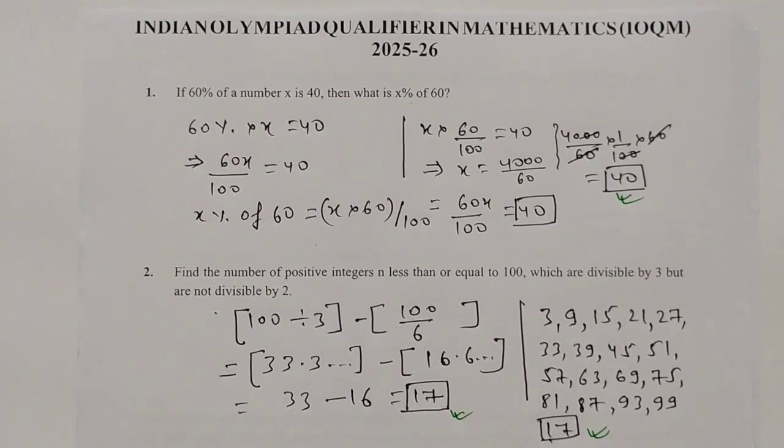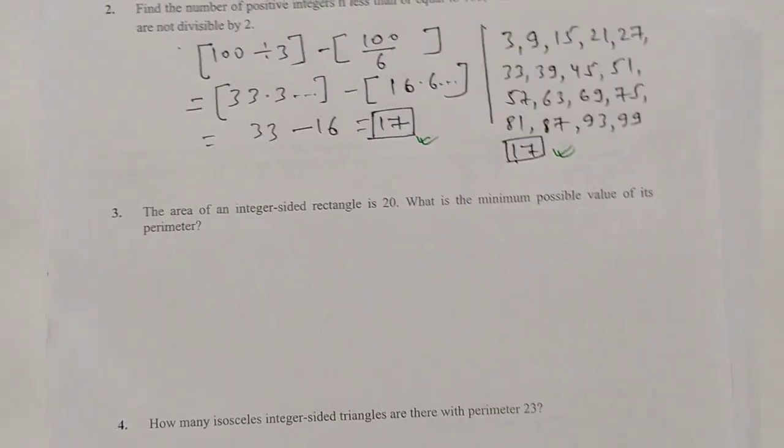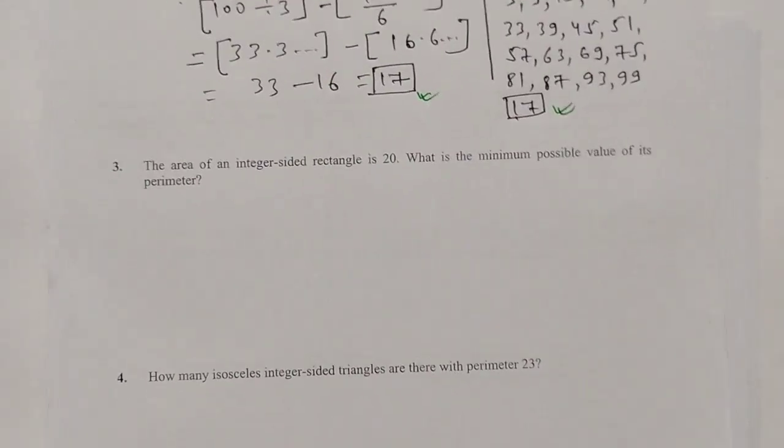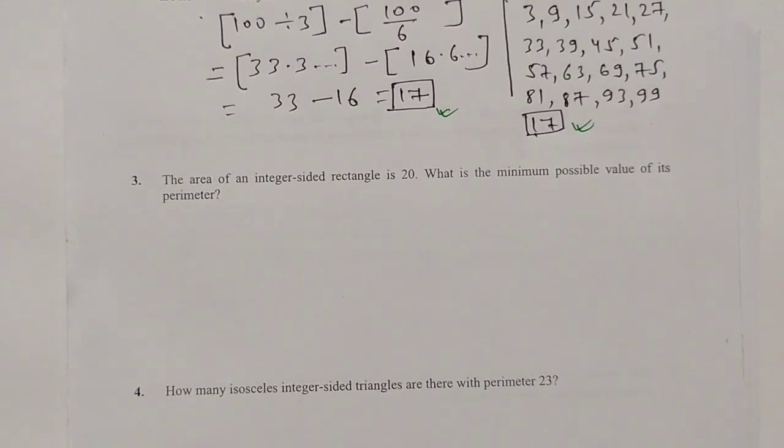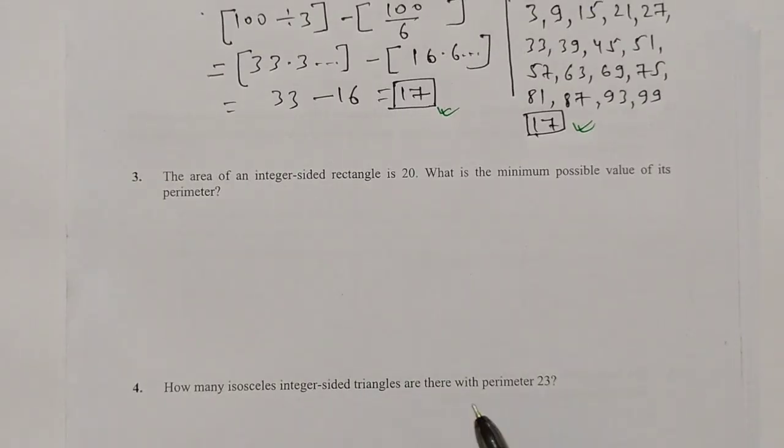Now we have problem number 3. Here in this problem, the area of an integer-sided rectangle is 20. What is the minimum possible value of its perimeter? This is a very simple problem.